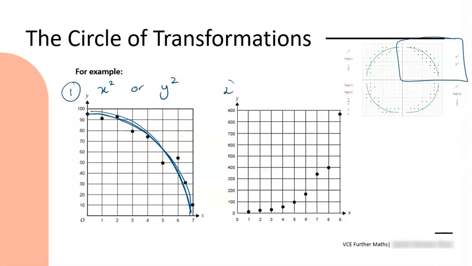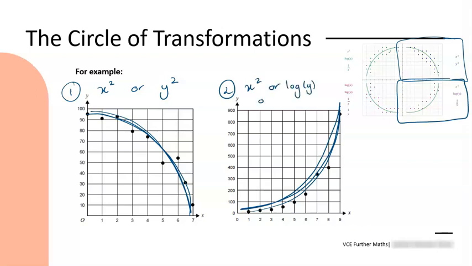In the second example, again, we're looking at the general shape, and here we can see we're curving up in that exponential sort of shape. And so that's my fourth quadrant here. Looking at the options I have there, I could do an x squared or a log y, or even I could do a 1 over y, a reciprocal of y.